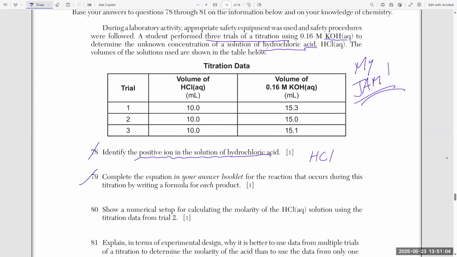Show a numerical setup for calculating the molarity. So again, do they want the answer? Did they say they want the answer? No, they want the calculation. They want the molarity of the HCl solution using the titration data from trial 2. That's important. Let's go to trial 2.